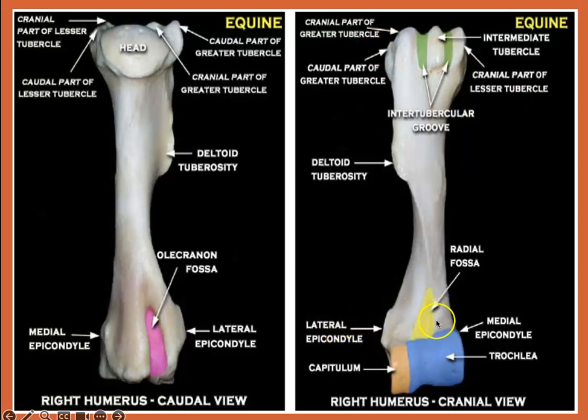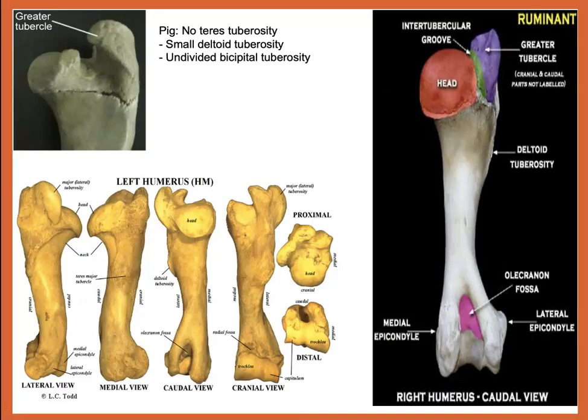Also, we have a radial fossa cranially, and then we have the condyle. The medial condyle is the larger one. It's called medial condyle or trochlea, and then the small part here would be the lateral condyle or capitulum. Also interesting to find, here we have the lateral epicondylar crest in the cranial aspect.